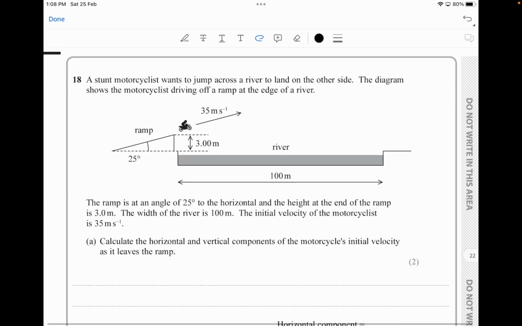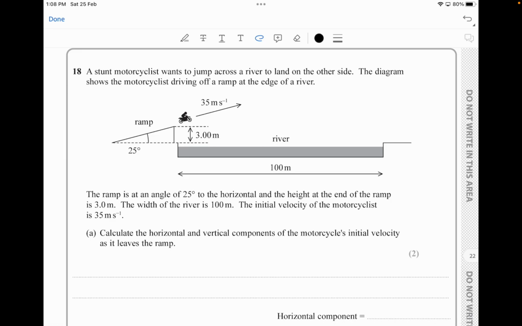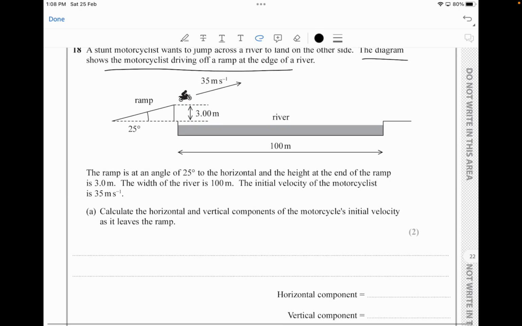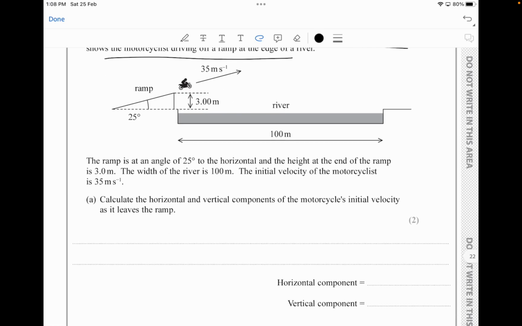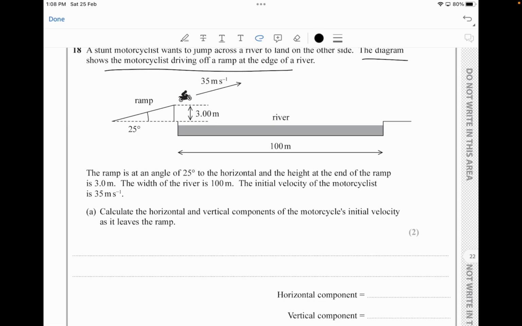Now, the next question is: a stunt motorcyclist wants to jump across a river to land on the other side. The diagram shows a motorcycle driving off a ramp at the edge of the river. The ramp is inclined at 25 degrees to the horizontal, and the height at the end of the ramp is about 3.0 meters. The width of the river is about 100 meters. The initial velocity of the motorcyclist is about 35 meters per second. Calculate the horizontal and vertical components of the motorcycle's initial velocity as it leaves the ramp.